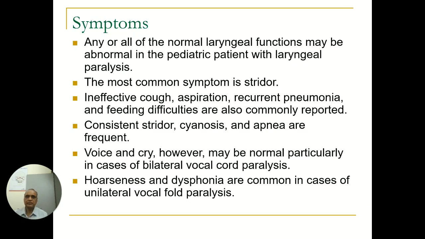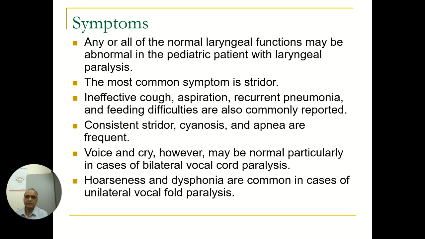What are the symptoms? Any or all of the normal laryngeal functions may be abnormal in a pediatric patient with laryngeal paralysis. The most common symptom is stridor, that means noisy breathing. Ineffective cough, aspiration, recurrent pneumonias, and feeding difficulties are also commonly reported. Consistent stridor, cyanosis, and apnea are very much frequent. Voice and cry, however, may be normal, particularly in cases of bilateral palsy. As I just told you earlier, the quality of speech, if not voice, is reasonably better, but the main problem is with the airway, that is breathing. That means the patient will be having a struggle for breathing, but speech will not be affected.